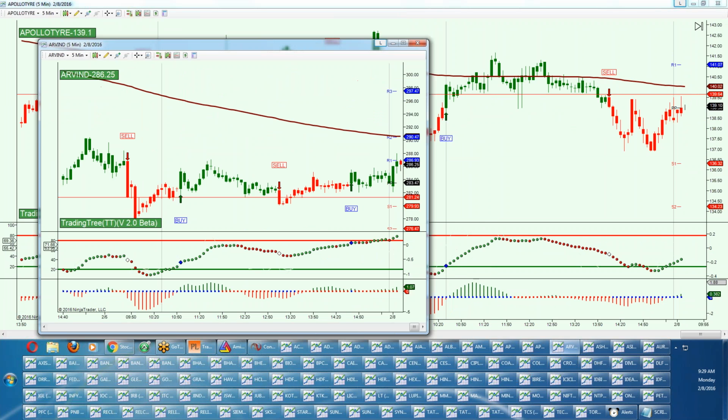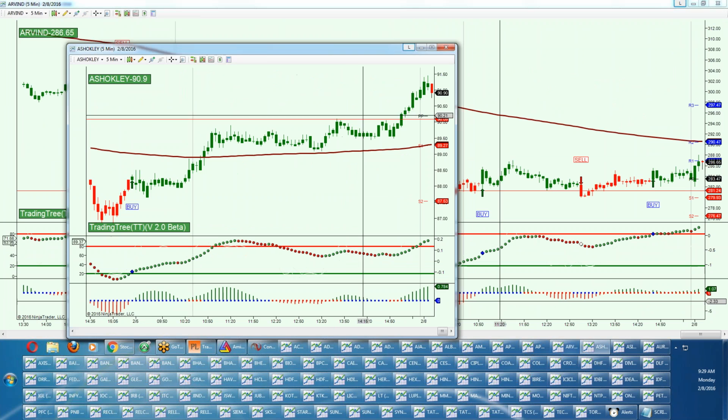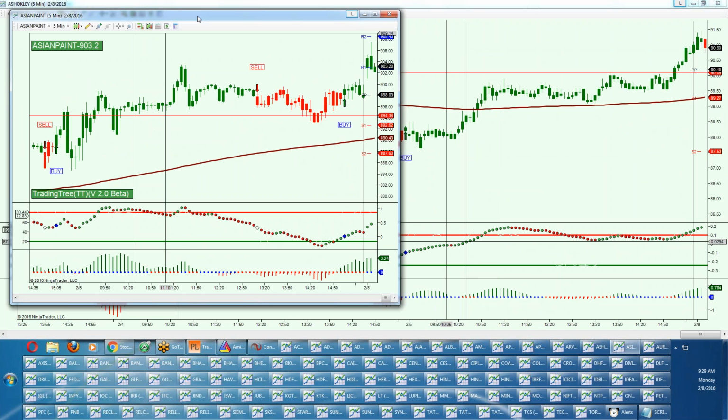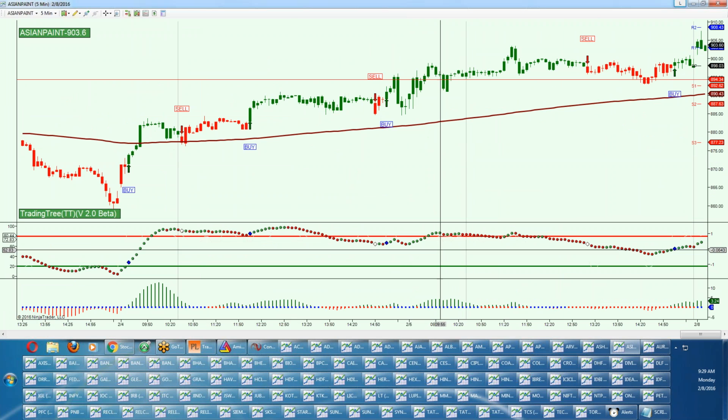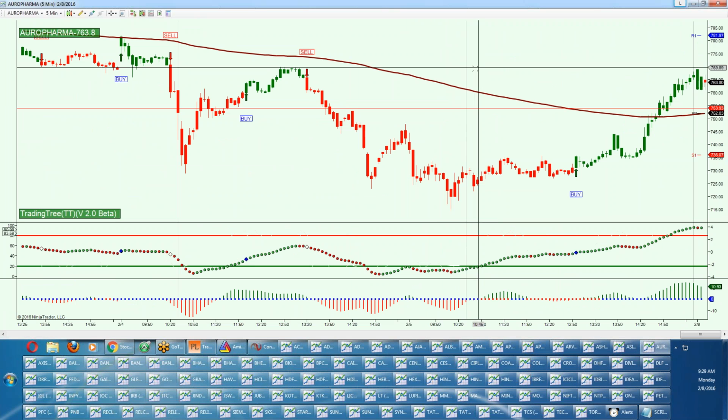That's Apollo Tire, Arvind, Ashok Leyland, Asian Paint, Aurobindo Pharma, you can buy above this level 770.